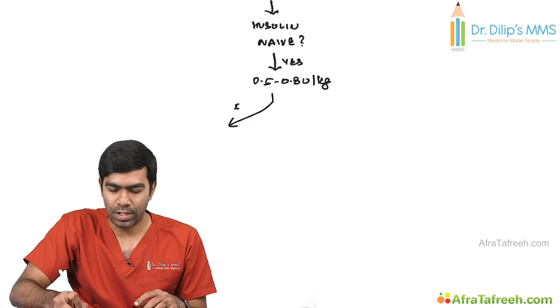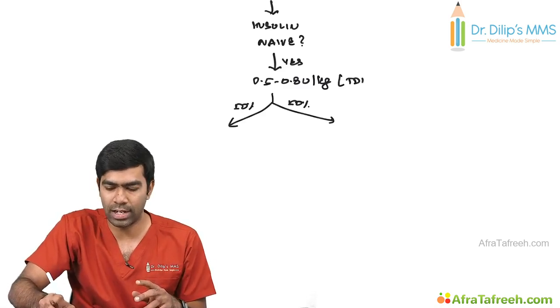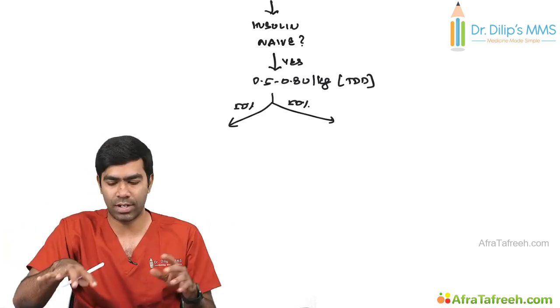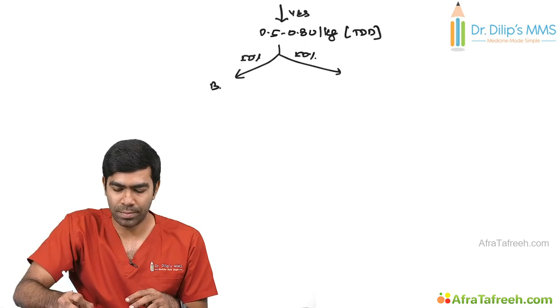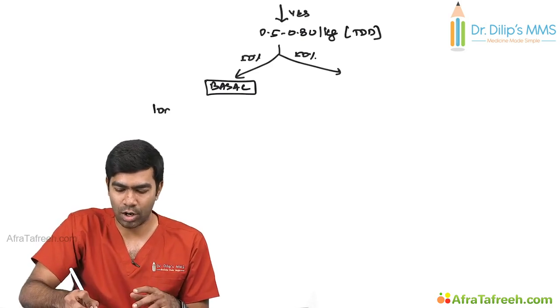In that, you will split into 50% and 50%. So 0.5 to 0.8 units per kilogram will be the total daily dosing of insulin. That's called TDD. In that, you will split into 50 and 50. 50% will be given to basal shots. So basal insulin can be either a long-acting insulin or an intermediate-acting insulin.